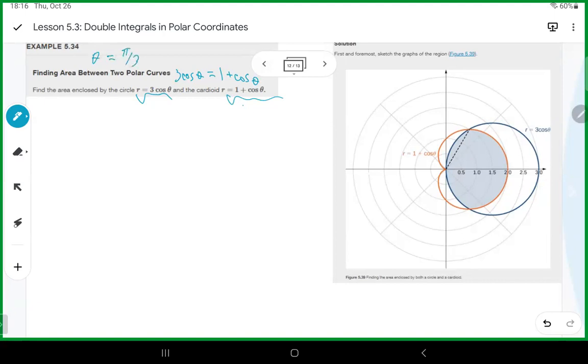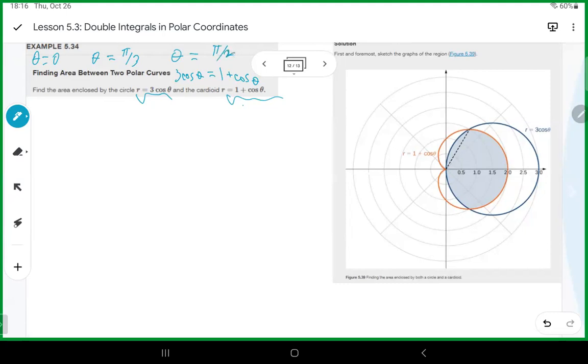The area above the polar axis consists of two parts, with one part being defined by the cardioid from theta equal to 0 to theta equal to pi over 3, and the other part defined by the circle from theta equal to pi over 3 to theta equal to pi over 2.